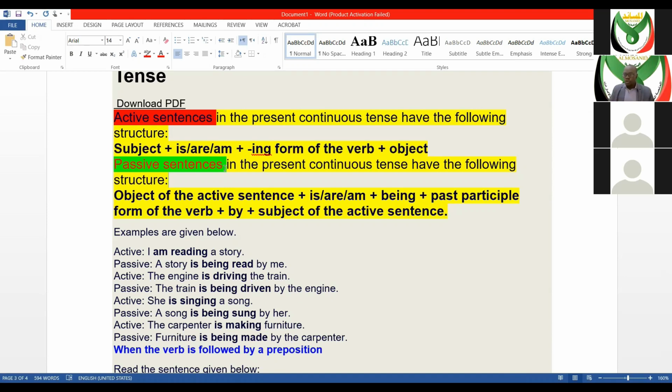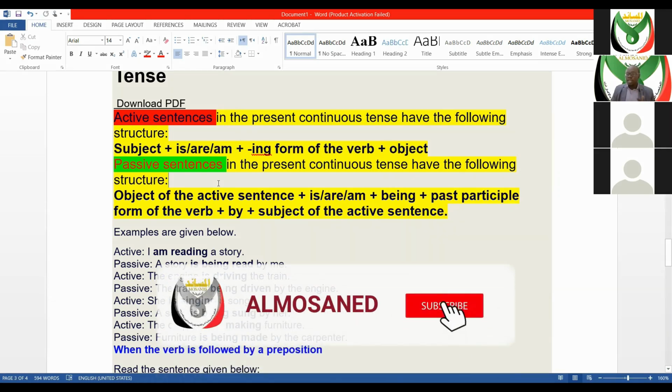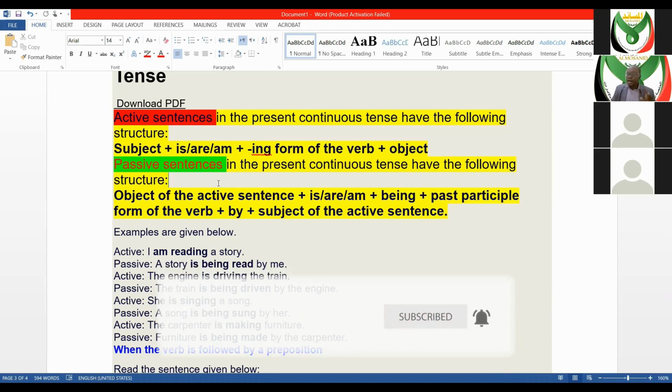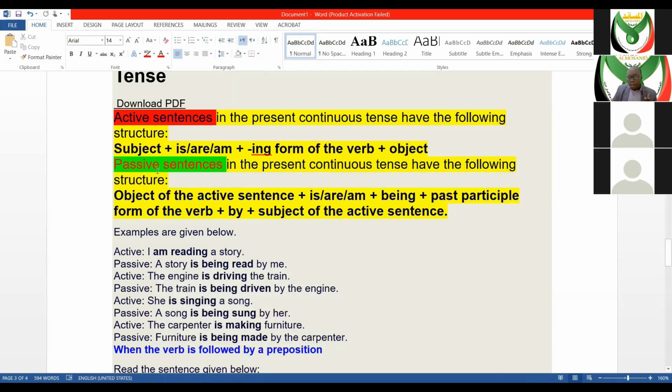The present continuous tense, the passive of the present continuous tense. How can you form or how can you make the structure or how can you build passive sentences in the present continuous tense؟ هذا هو الاستراكشر. هذه قاعده احفظوها عندكم عشان تسهل لكم كثير جدا في مساله الحل بعدين لو لقيت جمله في الحاضر المستمر. اوكي، هنا passive sentences in the present continuous tense have the following structure.